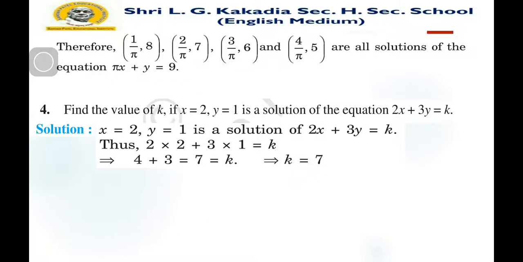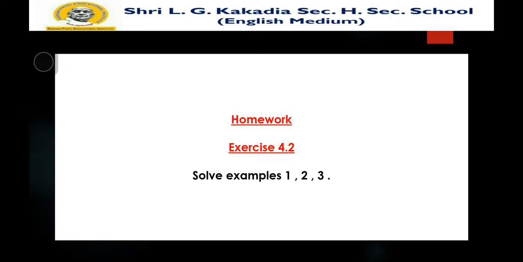So in this way you can find infinitely many solutions of a linear equation, and also you can find an unknown value, as given here k, by putting in the values of x and y, if the values of x and y are a solution of the given linear equation. So let's solve such examples from exercise number 4.2. Examples 1, 2 and 3 given there are similar to the given example. Let us solve it.